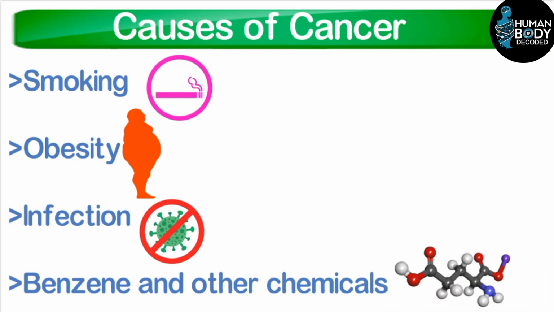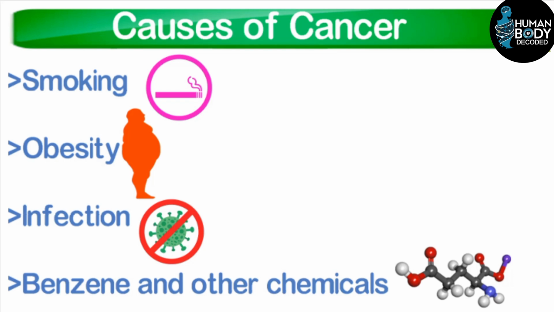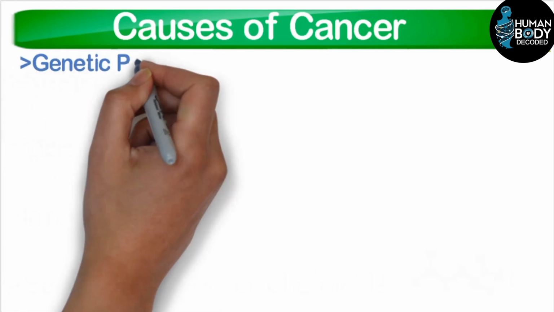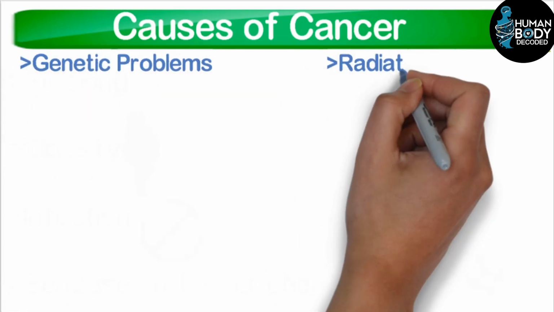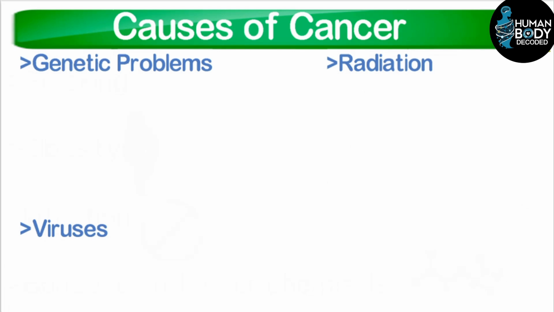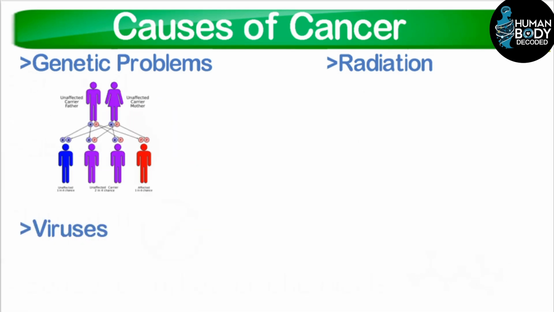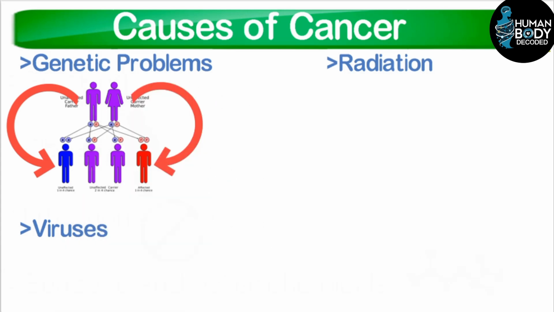Number 4, benzene and other chemicals. Other chemicals with which their body or skin interacts, so their chances of getting cancer increase. Number 5, those who have genetic issues, that is hereditary, meaning if their parents or someone has cancer, then their children or offspring have higher chances of getting cancer.